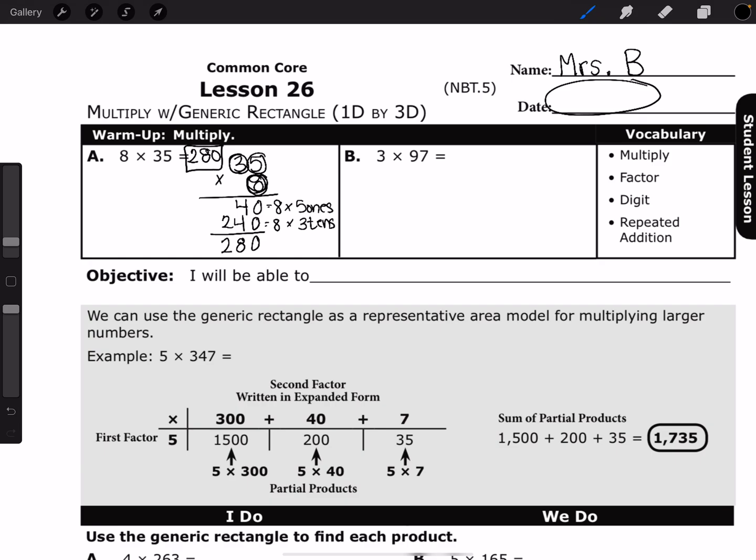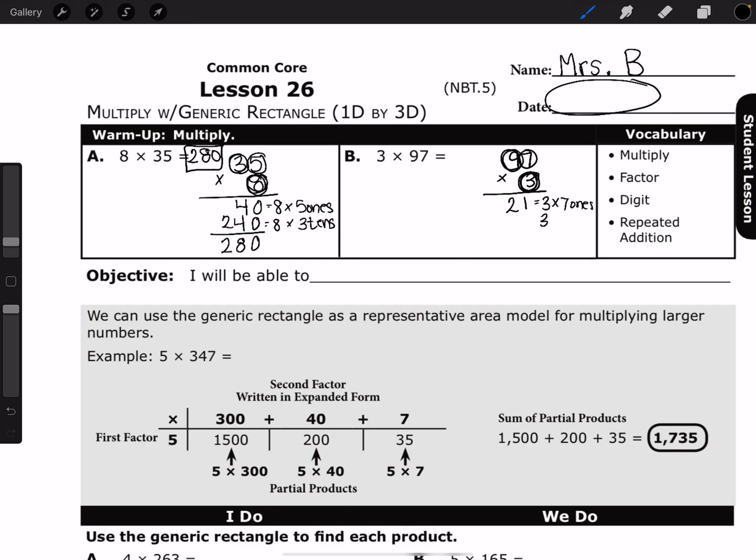Okay, now we're going to go to B. Again, I'm going to do that partial product. I'm going to do 97 times 3. Our first one, we're going to do that 3 times 7. So 3 times 7 ones. And that equals 21. Now we're going to do the 3 9 tens.